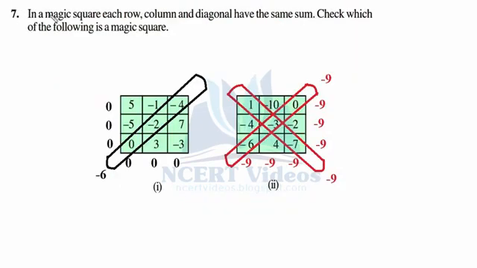Question 7. In a magic square, each row, column and diagonal have the same sum. Check which of the following is a magic square. So we have to check for the magic square and the criteria is given. So this is your square, these are vertical, these are horizontal. These are rows, verticals are columns, these are diagonals. You have also studied this in your geometrical figures in class 6.